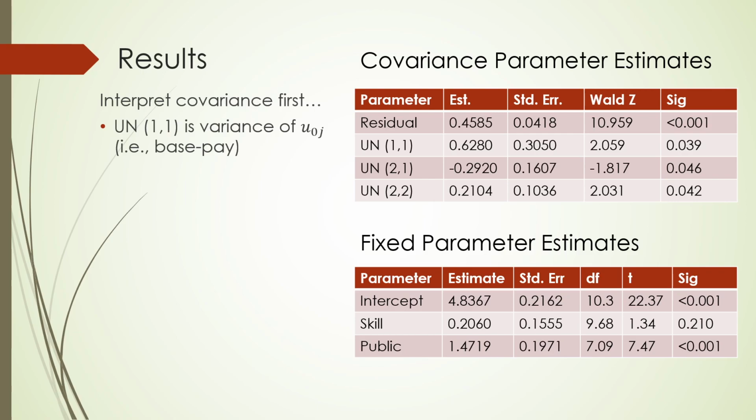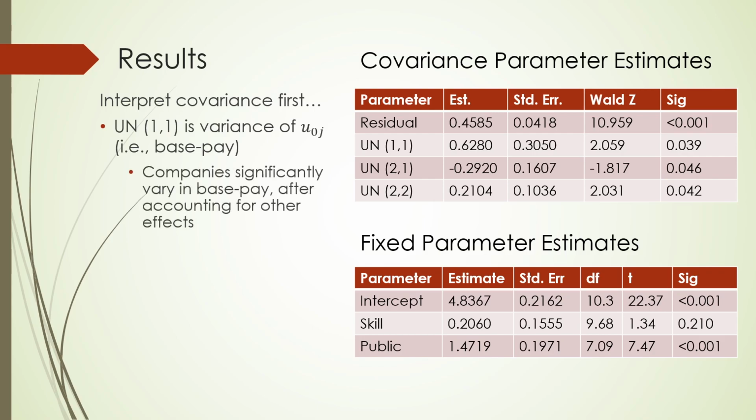But what I can assess is the statistical significance of this. What I can see is that this is a statistically significant variance component. In fact, in the SPSS output, we take all of our significances and divide by 2 when we interpret them. That's a weird thing. So I take these significances and divide by 2 to interpret, comparing these p-values to 0.05. So I have about a 0.2 p-value for UN11. That's the variance among companies in base pay, indicating that companies have a statistically significant variance in base pay after accounting for the other effects.